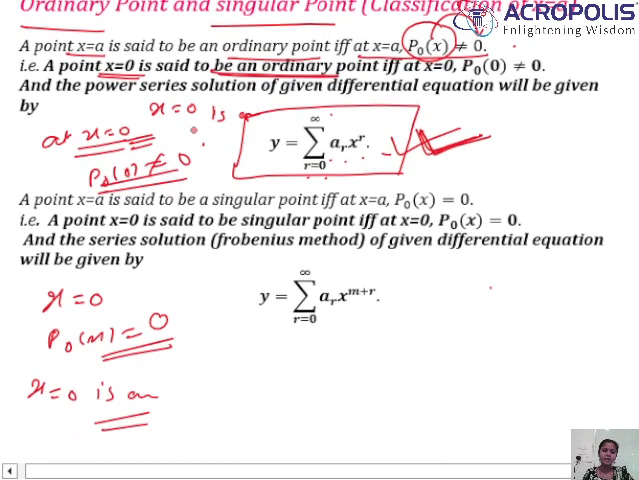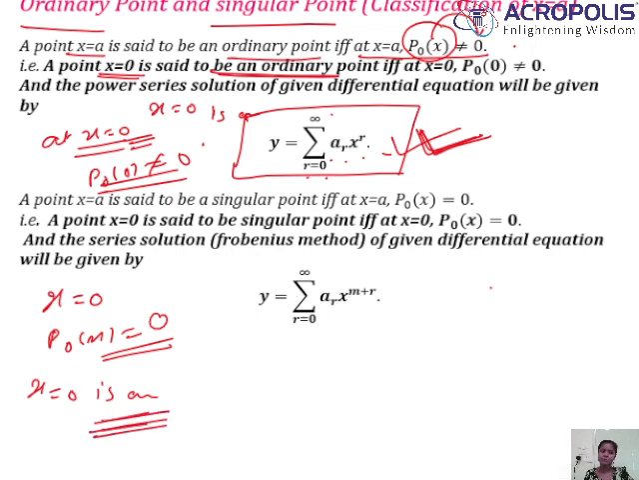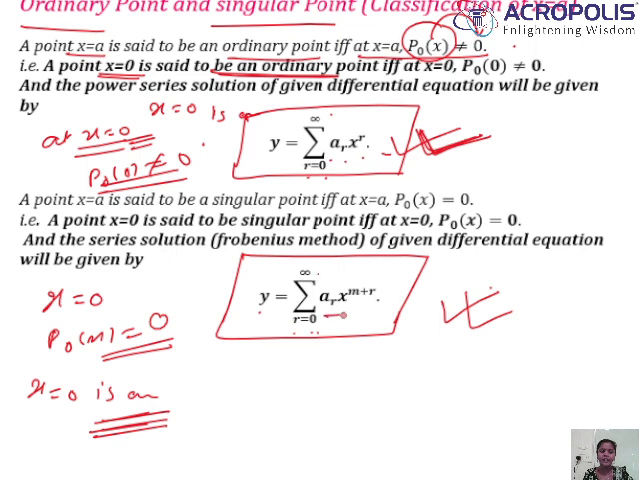When you can say that x equals 0 is a singular point. Now see, when a differential equation has x equals 0 as a singular point, then the solution of the given differential equation is y equals summation r equals 0 to infinity a_r x to the power m plus r.